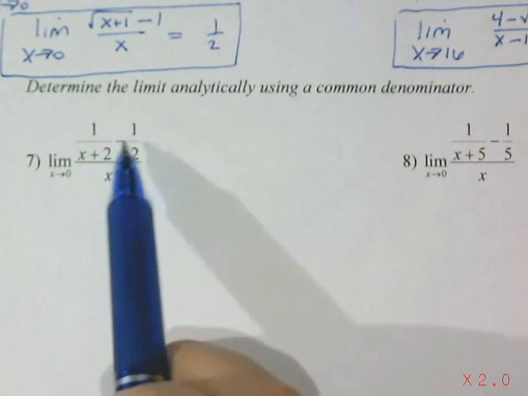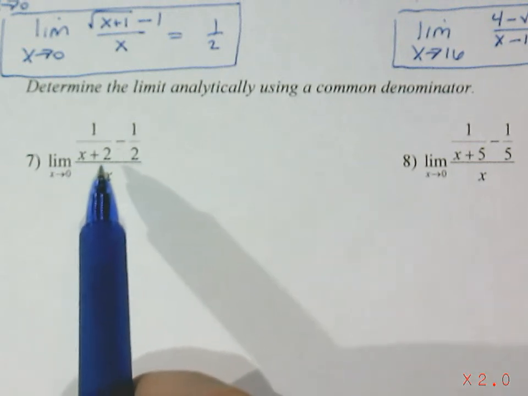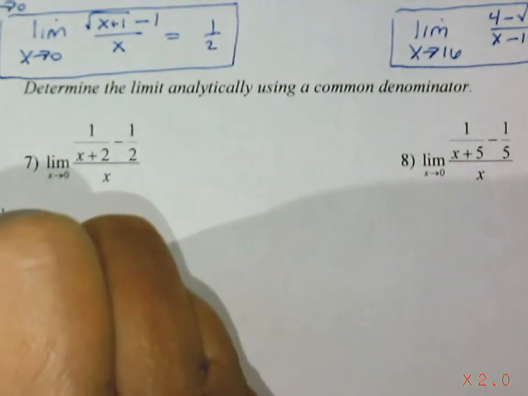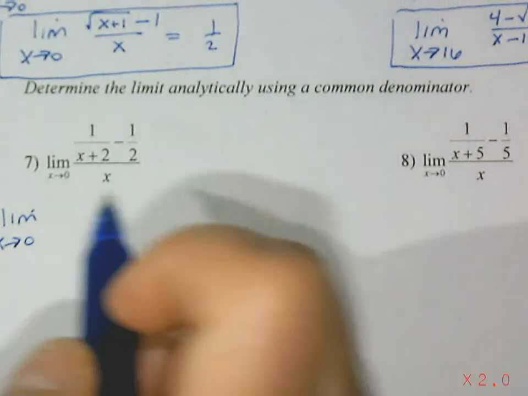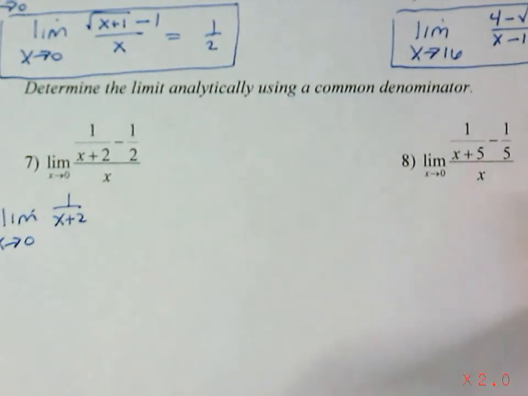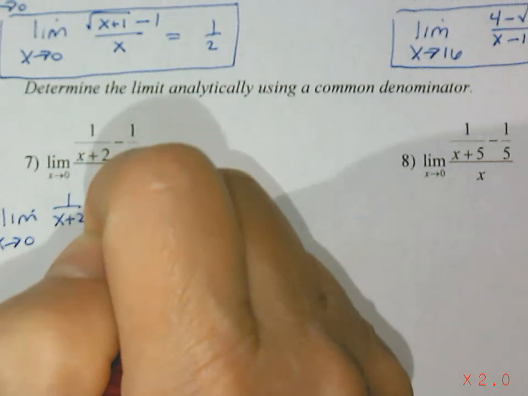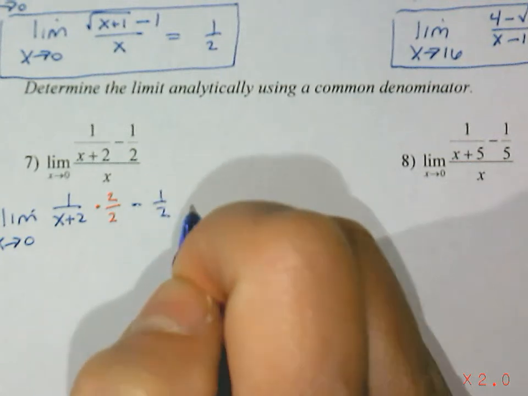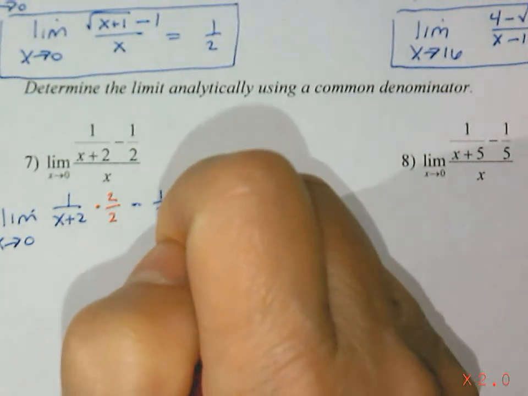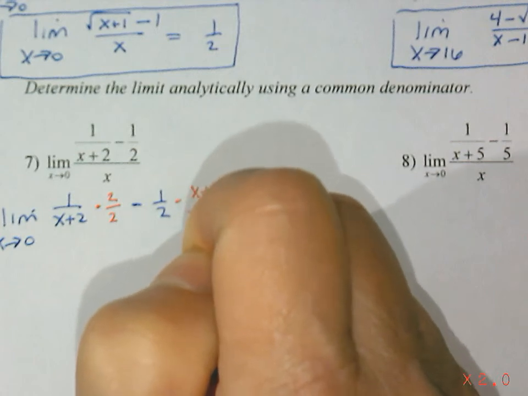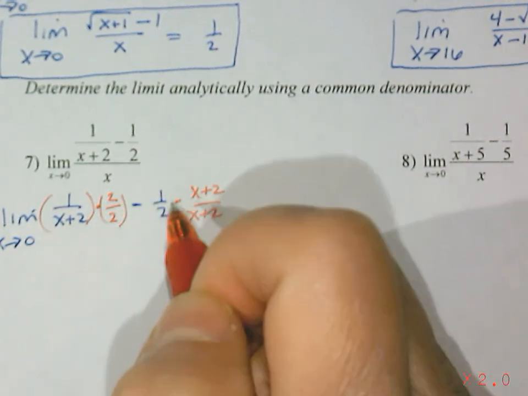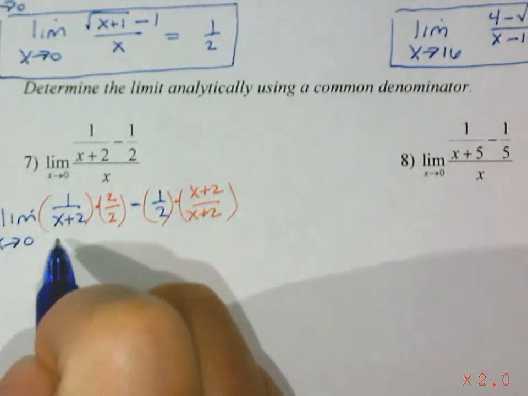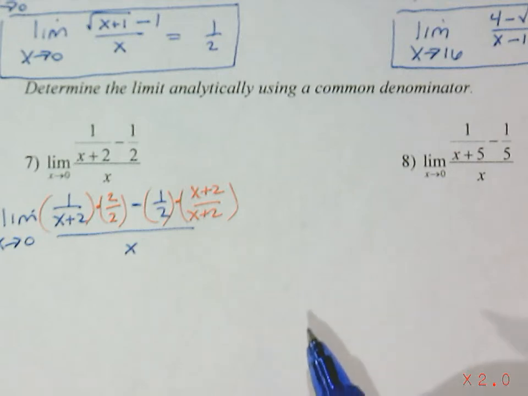I have 1 over x plus 2 minus 1 over 2. My common denominator is going to be 2 multiplied by x plus 2. So when I rewrite this, I'm going to have the limit as x approaches 0, 1 over x plus 2. I'm going to multiply this by 2 over 2. Then I have minus 1/2. I'm going to multiply this by x plus 2 over x plus 2. And I'm just going to use parentheses here to clean it up. And this is all divided by x.